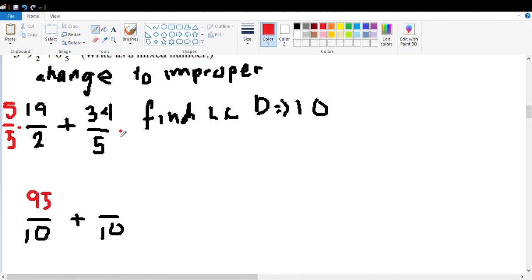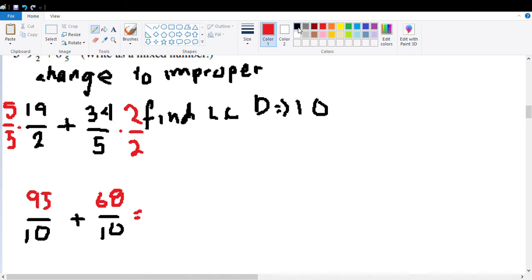What number do we multiply to both the top and the bottom to change? What number do we multiply to 5 to change it to 10? 2. So we also multiply the top by 2. And what is 34 times 2? It's going to give you guys 68. And then just add 95 plus 68.